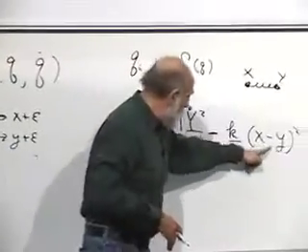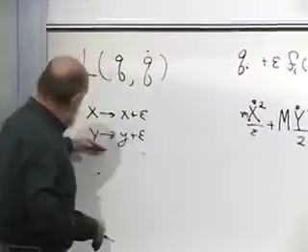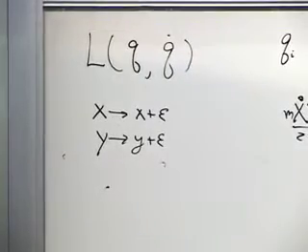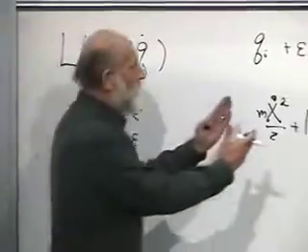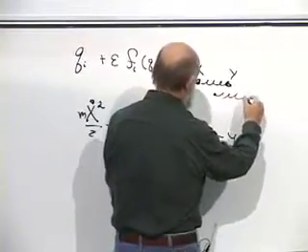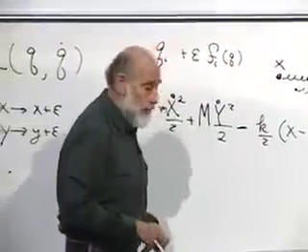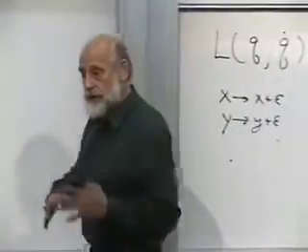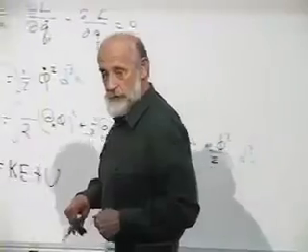X changes and y changes, but x minus y does not change. You've shifted x and y by exactly the same amount, so the separation between x and y has not changed. Potential energy has not changed. Again, we have a symmetry. It's the symmetry in this case of both particles being shifted.